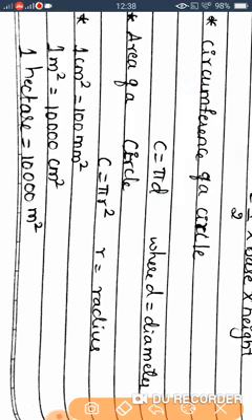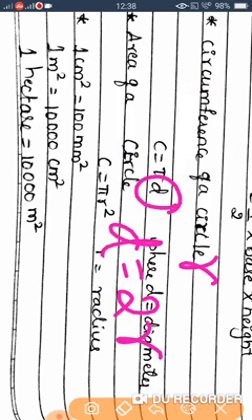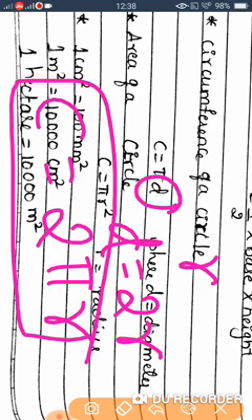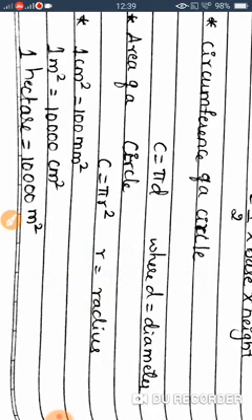Or sometimes instead of d I can use the radius. So d is nothing but 2 into r, isn't it? So you can write the circumference as 2 into pi r, or 2 pi r, as the circumference of a circle. Okay, then area of circle, pi into r square.